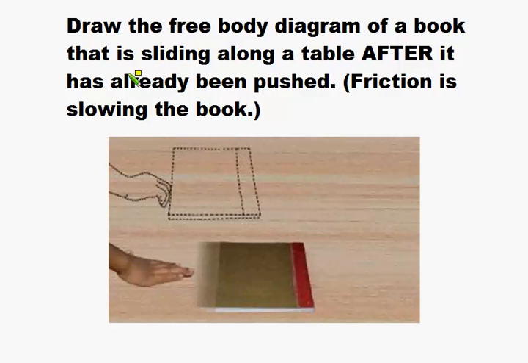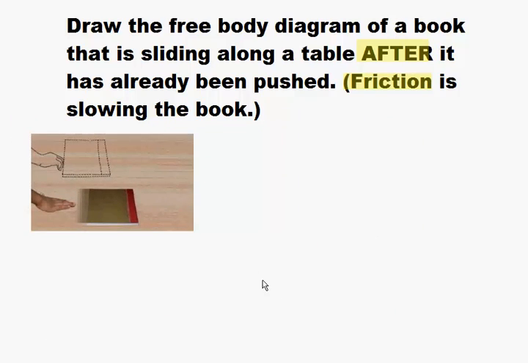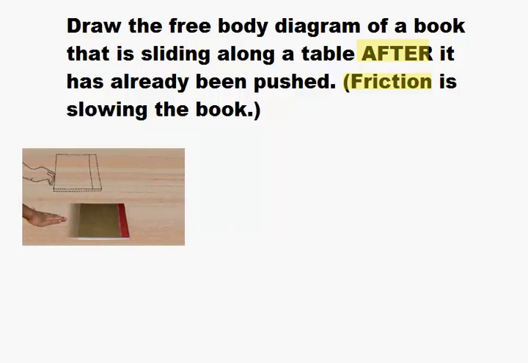All right, for our next example, draw the free body diagram of a book that's sliding along a table after it's been pushed. And then it says friction is slowing the book down. So here's our picture, and it's showing this hand is pushing the book and getting it moving, but we're interested in the free body diagram right there after the hand is no longer in contact with the book. The hand is not contacting the book in our diagram.